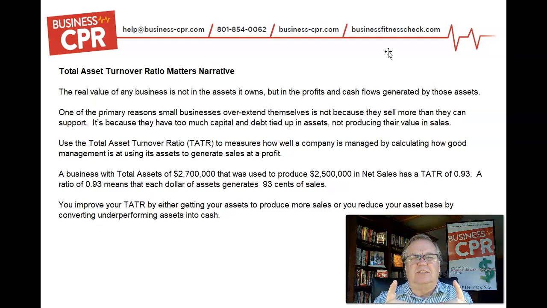The challenge is when those assets don't generate the type of sales that was expected, they become a real drain on the business, particularly on the cash if those assets are financed and they're having to pay debt against an asset that isn't helping to generate sales sufficient to cover the costs of the asset. So in this scenario, you've got an asset base of 2.7 million and sales of 2.5 million. Right off the surface, you know that ratio is going to be below 1.